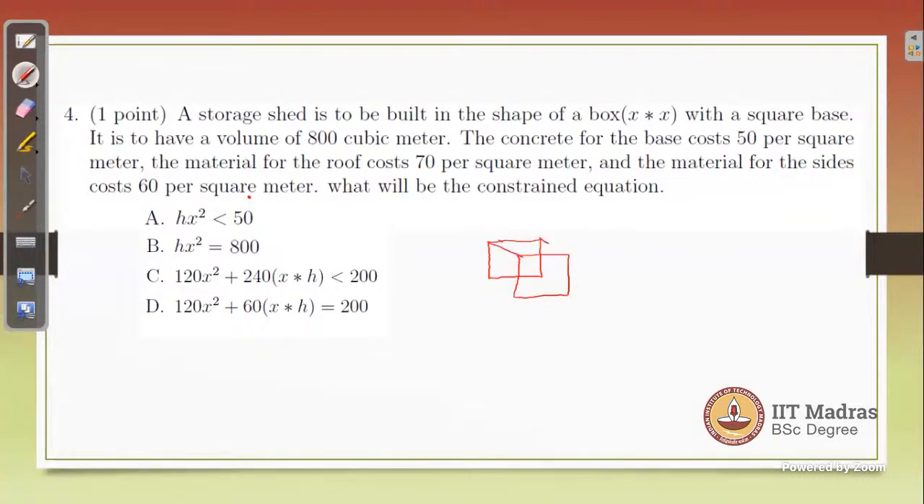This will be a storage set. Yes, sir. This one is x, this one is x. Obviously, these two will be x. Because in the first sentence itself the question is saying a storage set is to be built in the shape of a box, with a square base. It is to have a volume of 800 cubic meter.